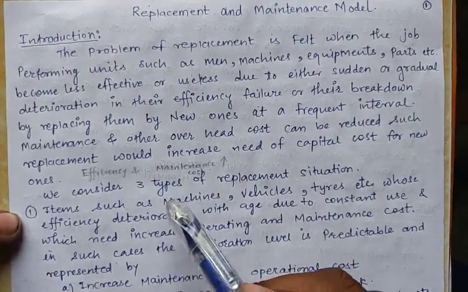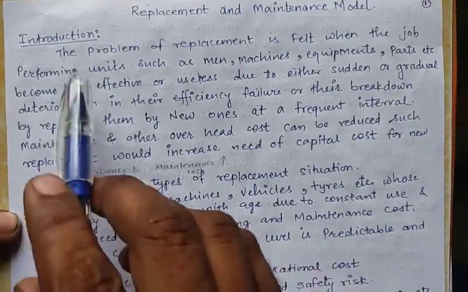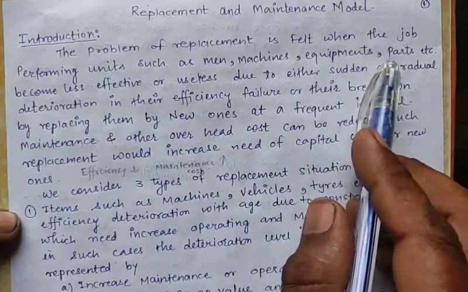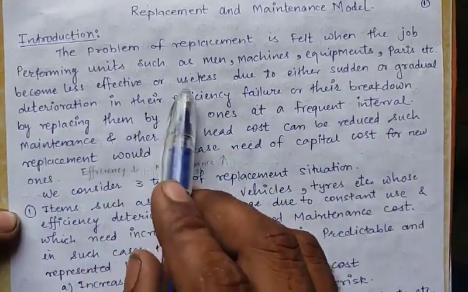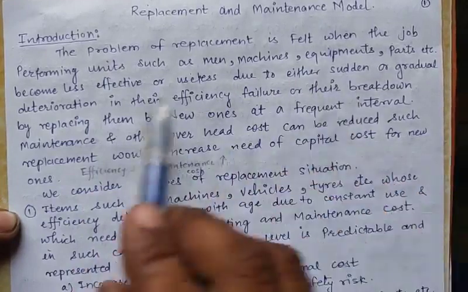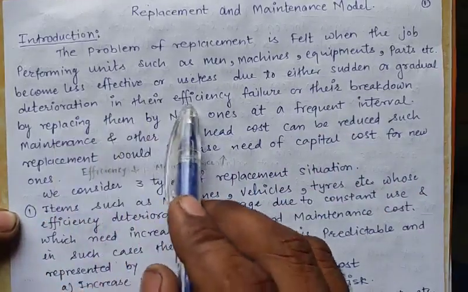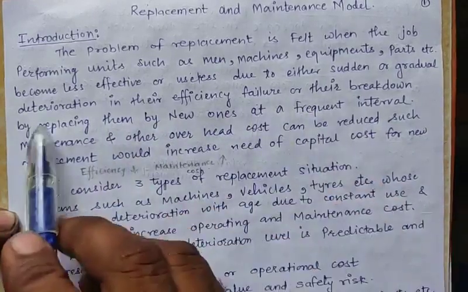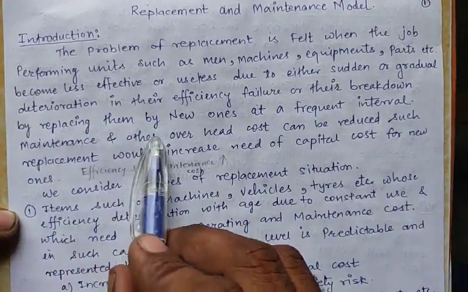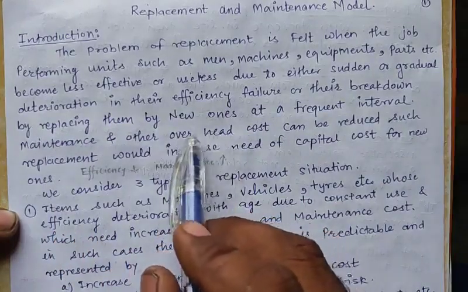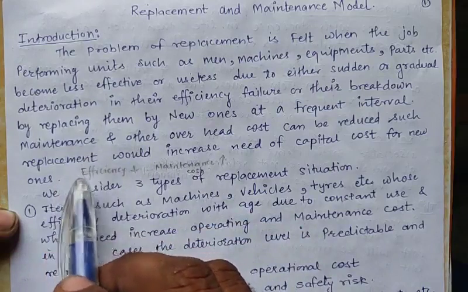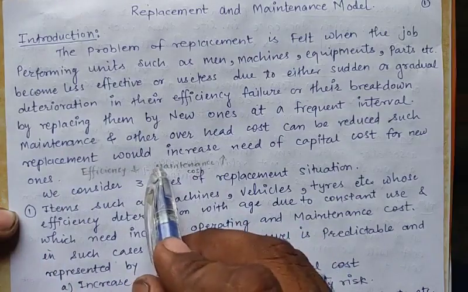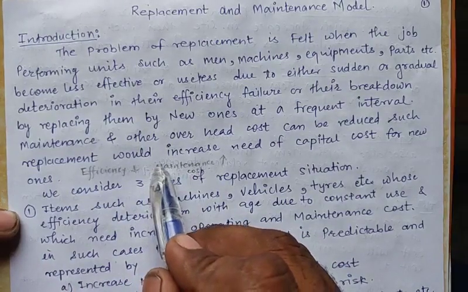Now we'll see the introduction. The problem of replacement is felt when the job performing units such as men, machines, equipment, parts, etc. become less effective or useless due to either sudden or gradual deterioration in their efficiency, failure, or their breakdown. By replacing them with new ones at frequent intervals, maintenance and other overhead costs can be reduced. Such a replacement would increase the need of capital cost for new ones.